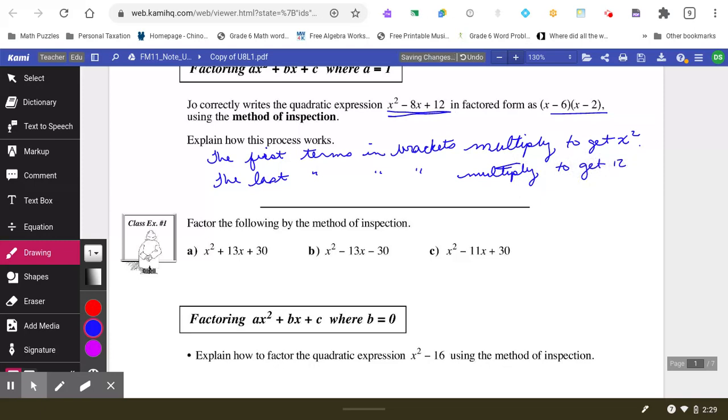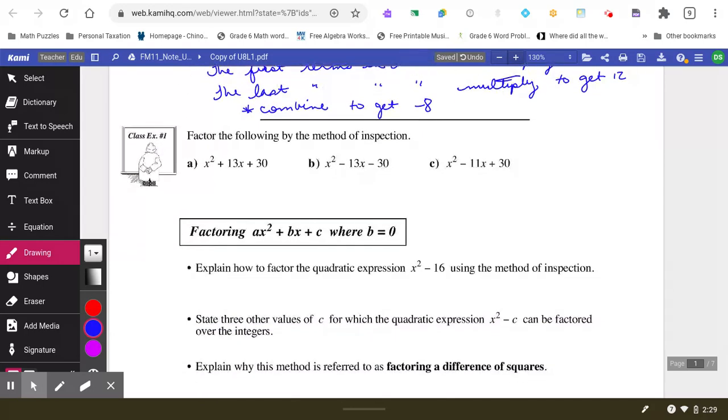But a side note is that they will also combine to get a -8, and that's because there is no number in front of this x squared. Well, there's a 1, but nothing else. Okay, so when I do this, there's nothing common.